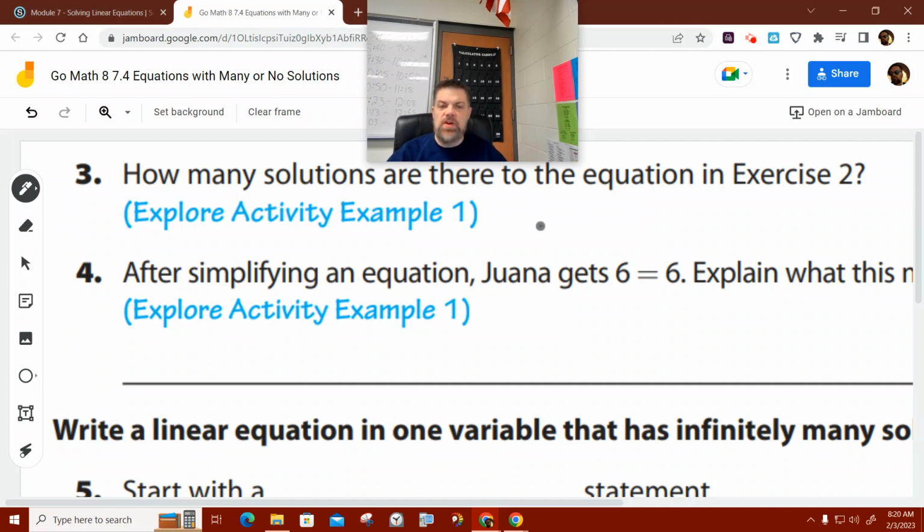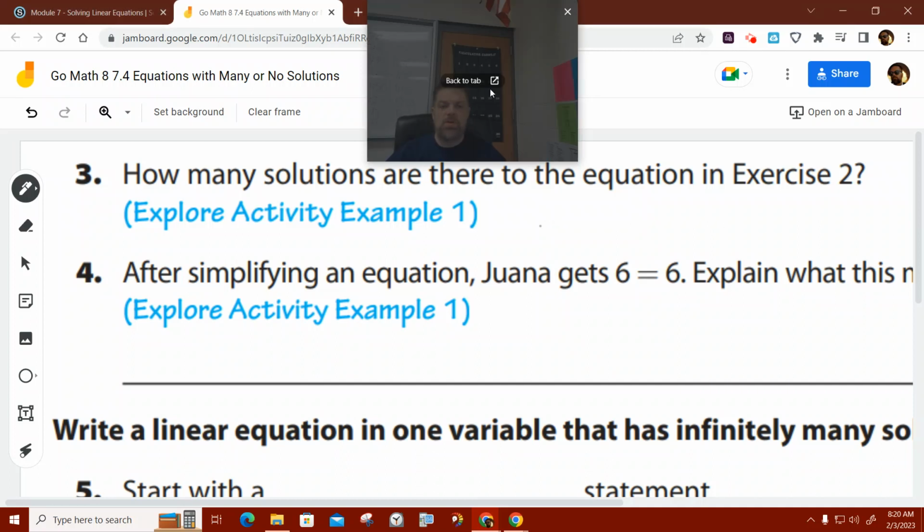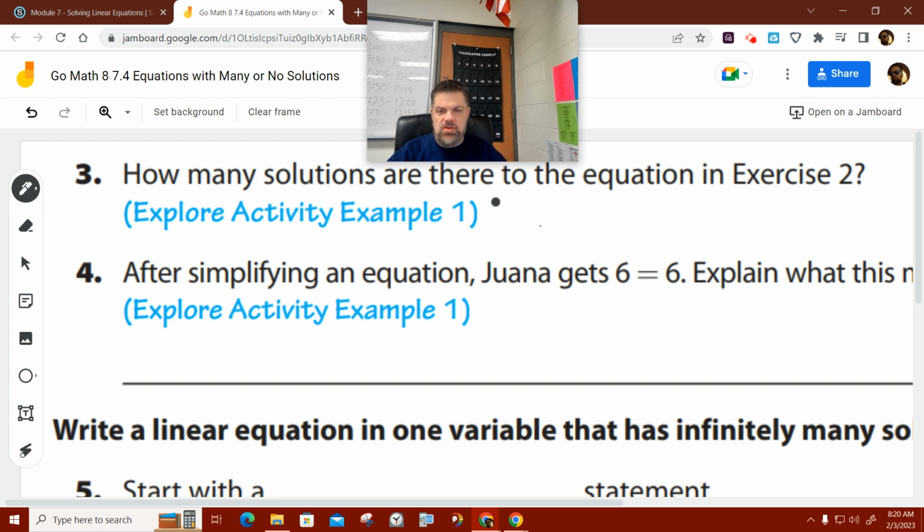So for problem number 2, just to recap, you guys have it in front of you, but we ended up at some point with 2x minus 4 equals 2x plus 1, right? How many solutions was that going to be? No solution, because it's parallel lines. Number 4 says, after simplifying the equation, Juana gets 6 equals 6.